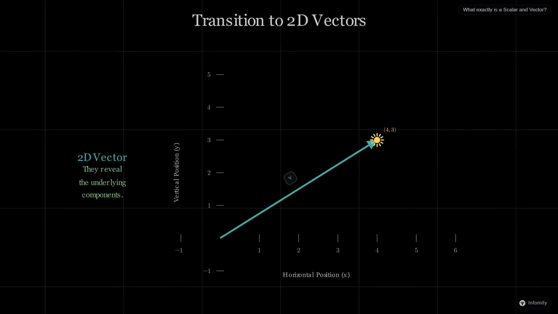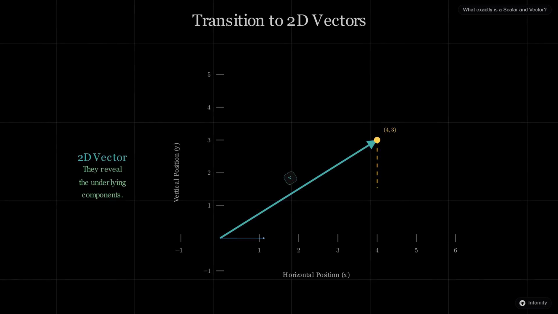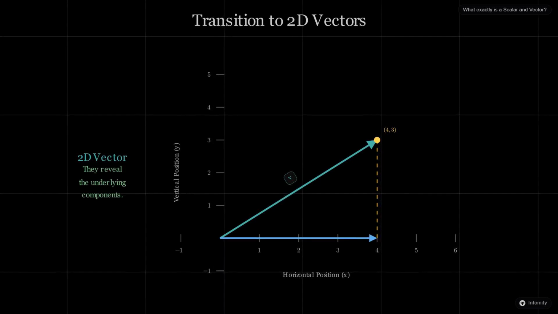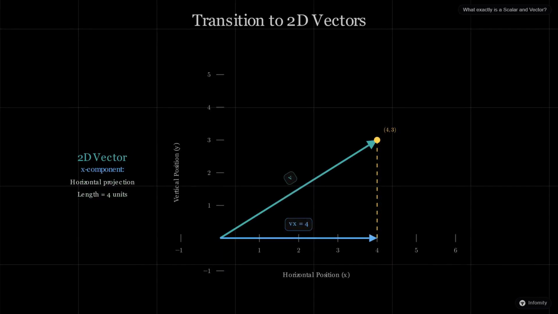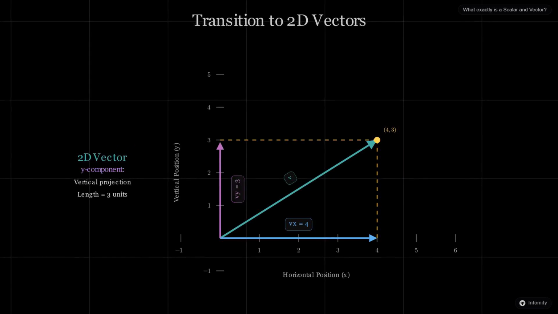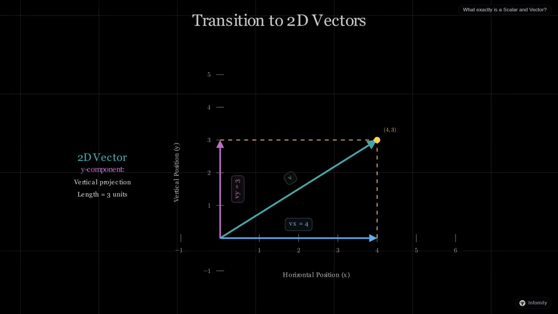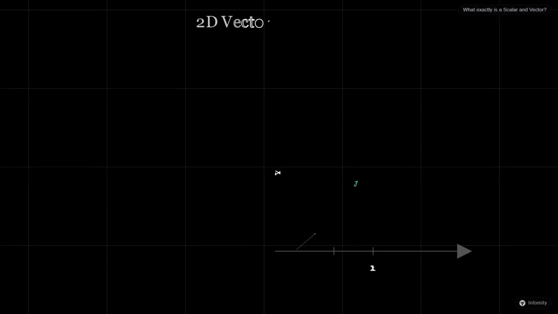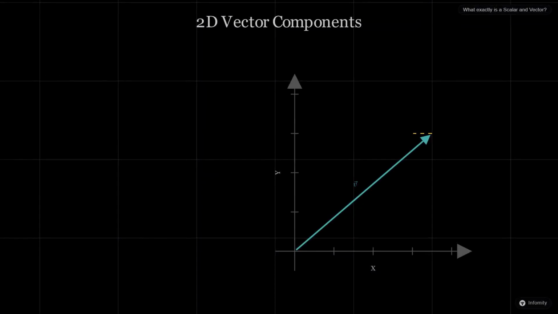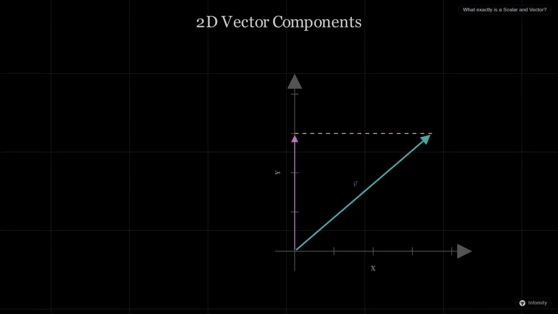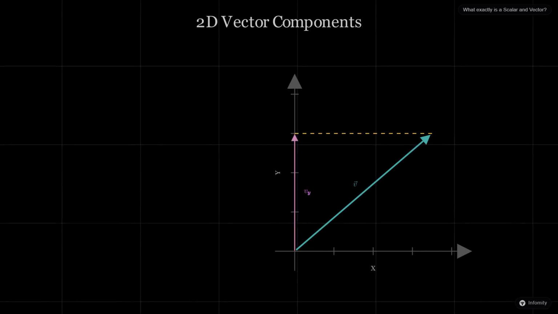Because the coordinates reveal its underlying components. We project the arrow onto the horizontal axis. This horizontal projection is the x component. Next, let us look at the vertical component. We project the arrow onto the vertical axis. This vertical projection is the y component.